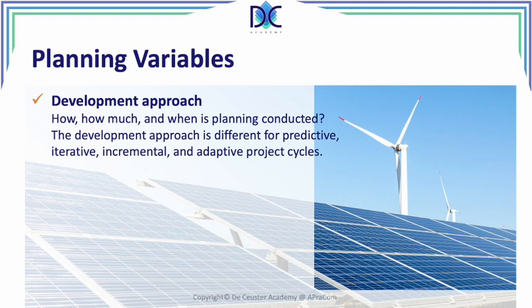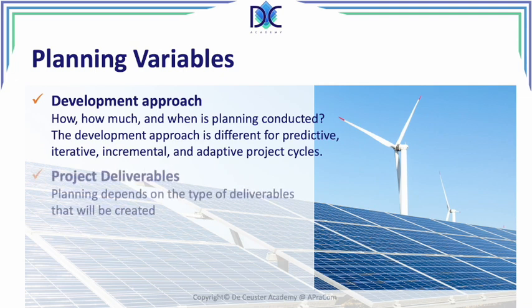The first planning variable is the development approach. We have to look at what type of planning is needed, how much, how will we plan, what are the elements, when will the planning be conducted. The development approach is different for predictive, iterative, incremental, and adaptive project cycles. So we have to first understand what type of cycle we are considering, and from that moment on, we can look at the development approach typically for that project cycle.